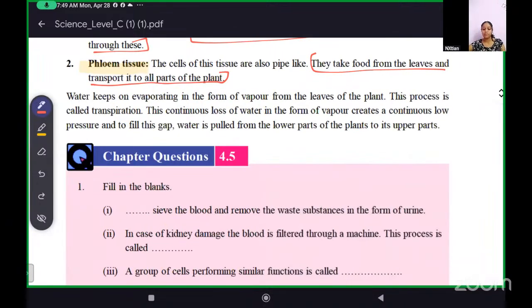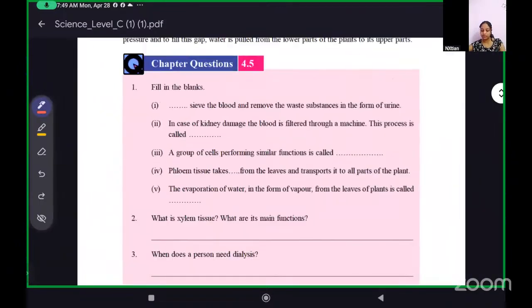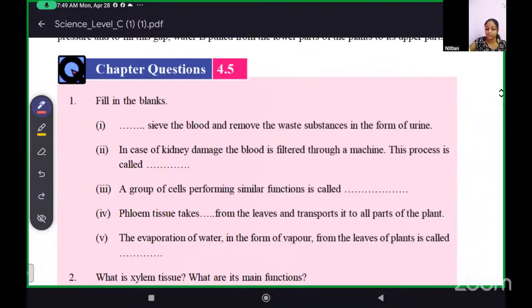Water keeps on evaporating in the form of vapor from the leaves of the plant. This process is called transpiration. The continuous loss of water in the form of vapor creates a continuous pressure, and to fill this gap, water is pulled from the lower parts of the plant, that can be the roots, to its upper part. Okay, so this was about transportation of substances in plants. Now, 4.5 is your homework. Okay, 4.5.